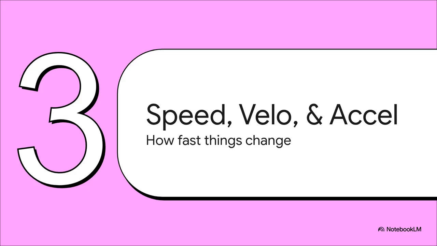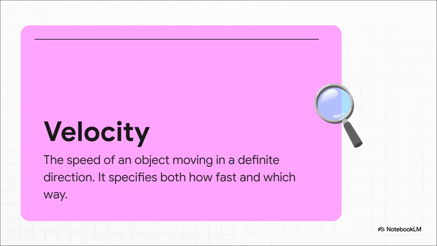Okay, so now we know how to describe where something is and how far it's gone. The next logical question is, how fast is it doing all that? And this brings us to three related but very distinct ideas: speed, velocity, and acceleration. Now, this is something people mix up all the time. But in physics, you've gotta be super precise. Speed is just a number. It's how fast you're going.